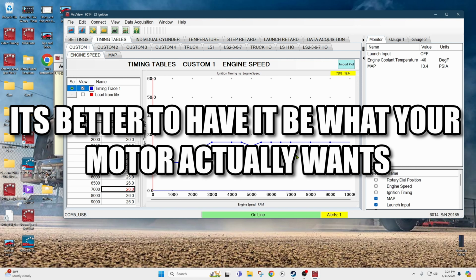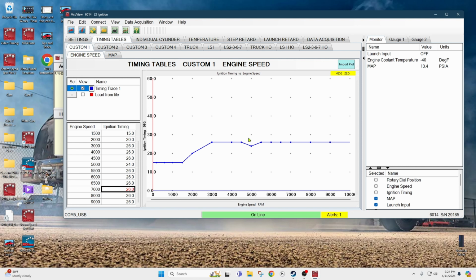And again, better to have it be what your motor actually wants. A lot of guys ask me about this little dip here. You see this here, and then you see it on the basic file that comes with the MSD. And what that is, you're right around here at 52, 52. That's right around where you're going to see peak cylinder pressure typically. So it's trying to ease life on your bearings basically and take a little nip of timing out.